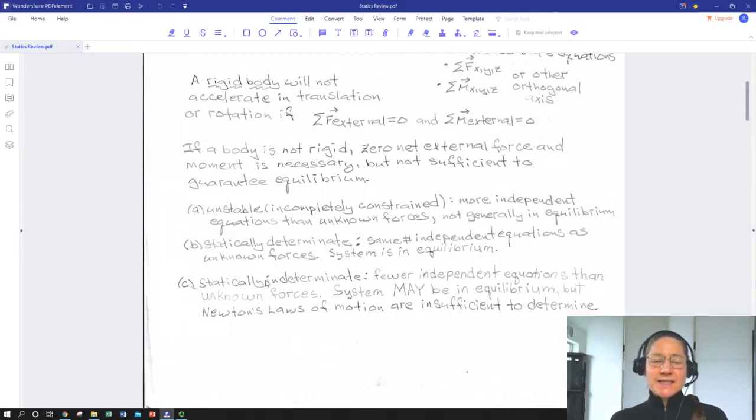Last but not least is statically indeterminate, where we have fewer independent equations than unknown forces. So we've got extra forces, hence it's sometimes called an over-constrained system. We're grabbing onto it in too many places. Most of the time it will be in equilibrium, but not necessarily. We can say that our laws of motion are insufficient to determine.